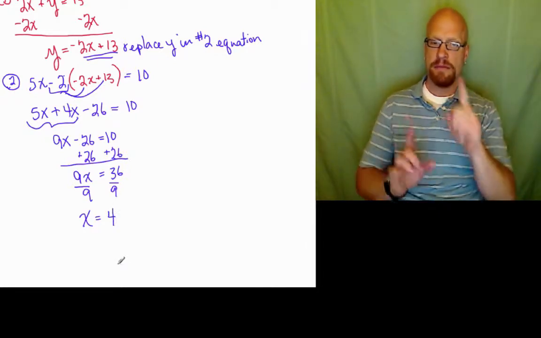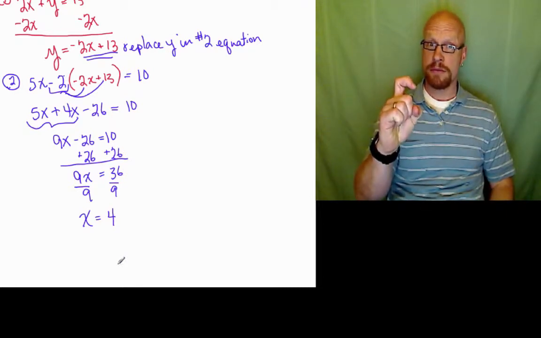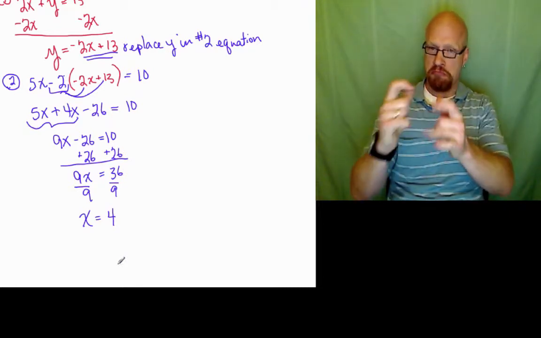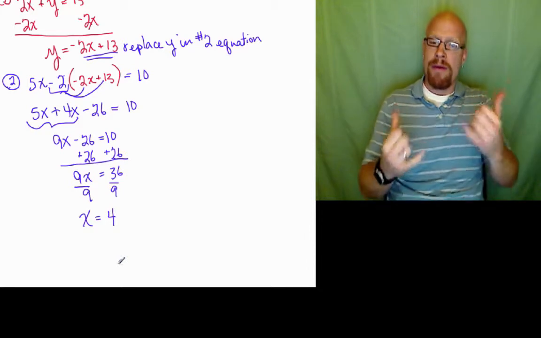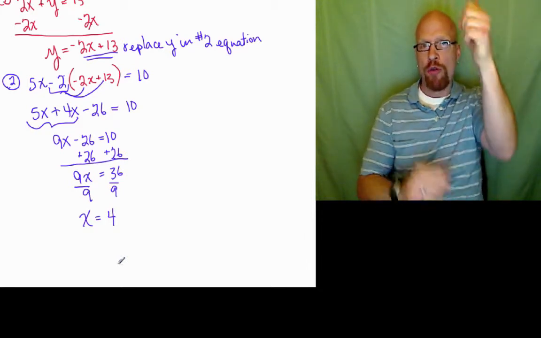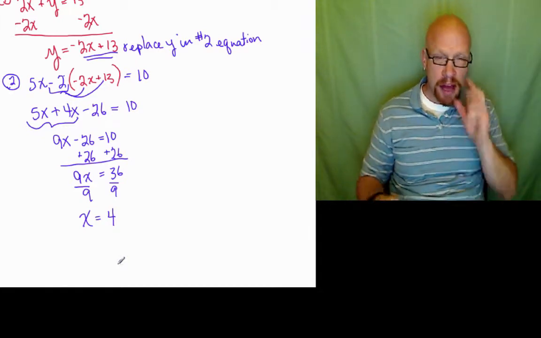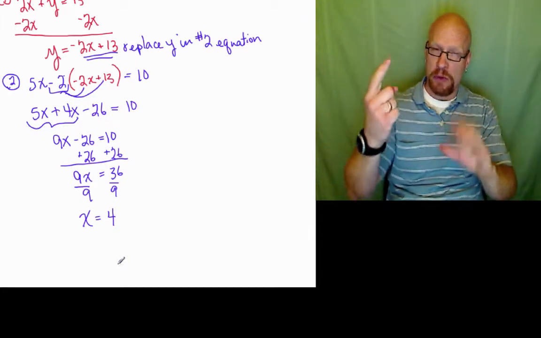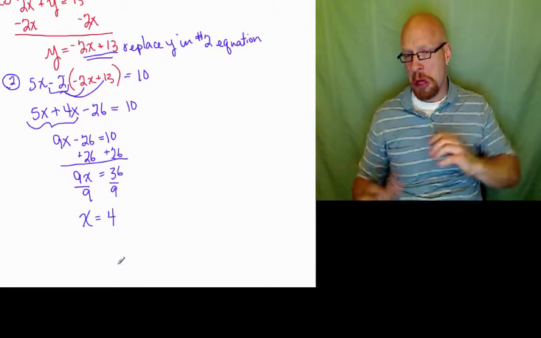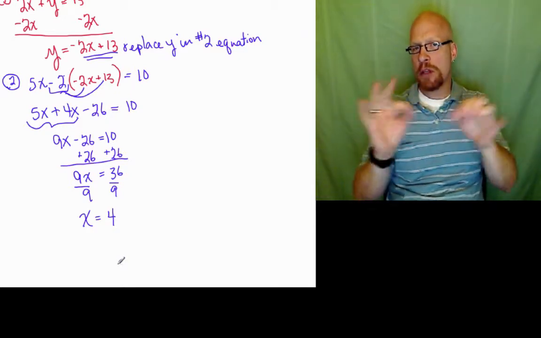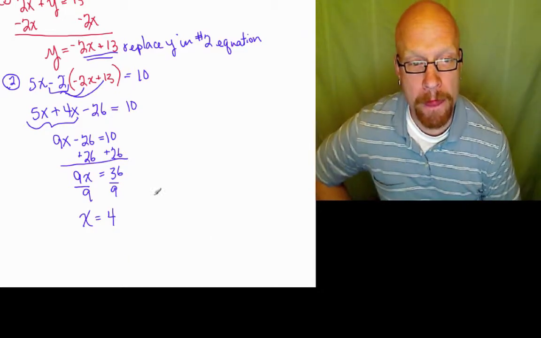Okay, now we have the value for x. x equals 4. We've replaced for y and solved for x. Now we need to take the x value, x equals 4, and replace it in one of the two original equations. If I remember correctly, the first equation seemed easier, so I'm going to replace it in that equation.